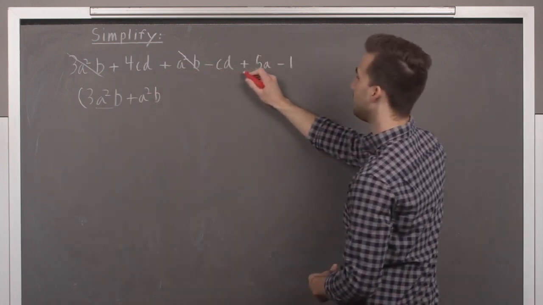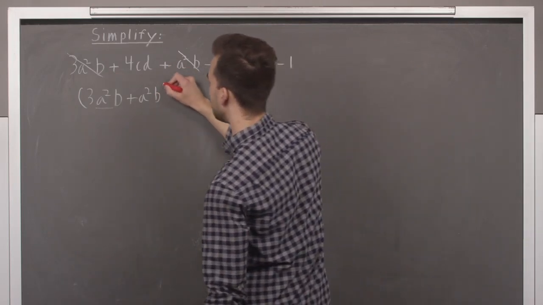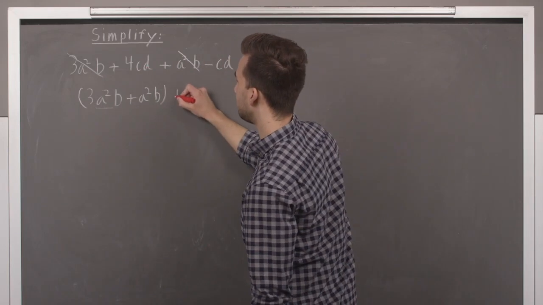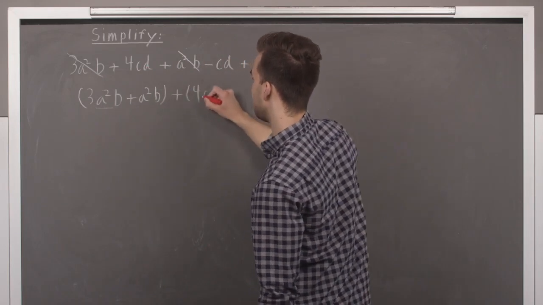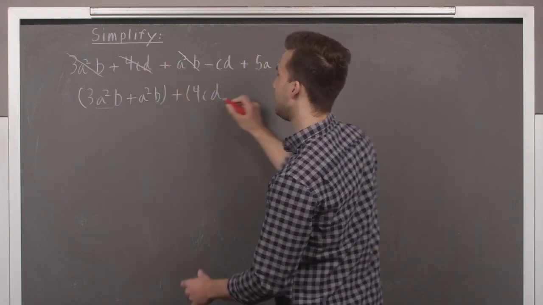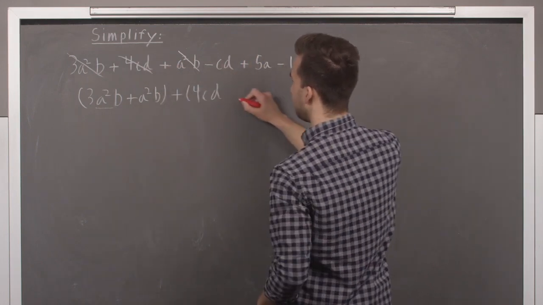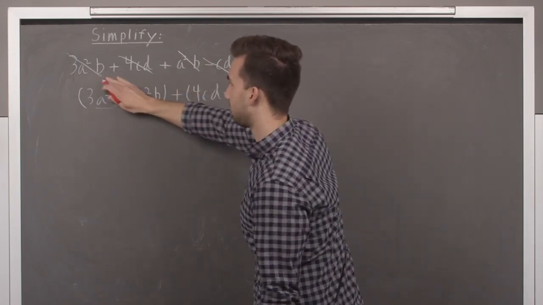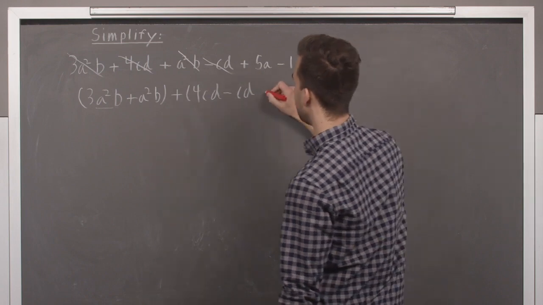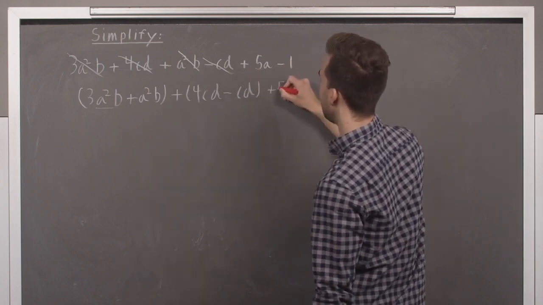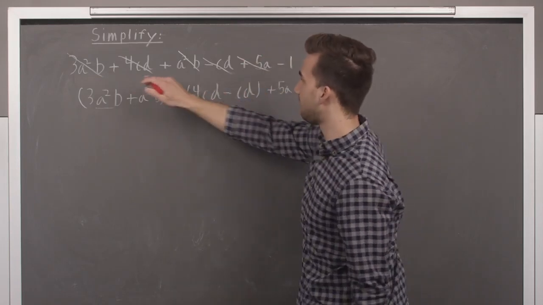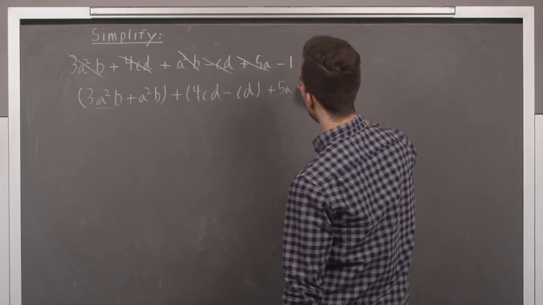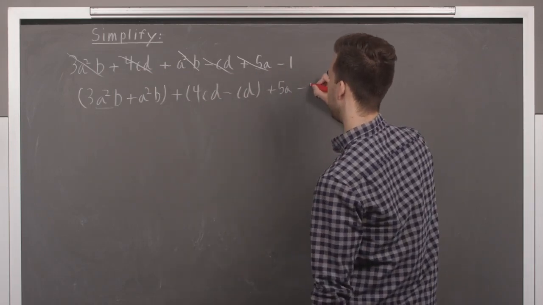Any other a squared b here? Nope. So we're going to close that. And then down here, let's just keep going from left to right, 4cd. Cross that out. Any other cd's? Yep. There's a minus cd right there. Minus cd. Let's keep going from left to right. And we have a 5a here. Plus 5a. Cross that out. Any other 5a's or a's? Sorry. Any other just normal a's? Nope. And then we're just left with minus 1.